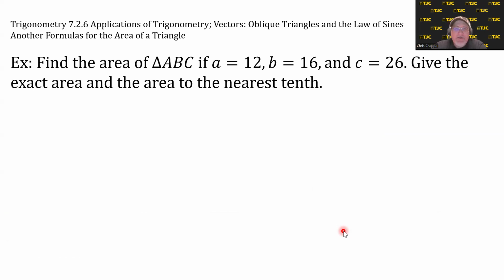Now, we should mention that we should check to make sure this is actually a triangle, because otherwise we'll get a nonsense answer. But checking the sum of the two shorter sides, 12 and 16, it does exceed the third side. So this does satisfy the triangle inequality.